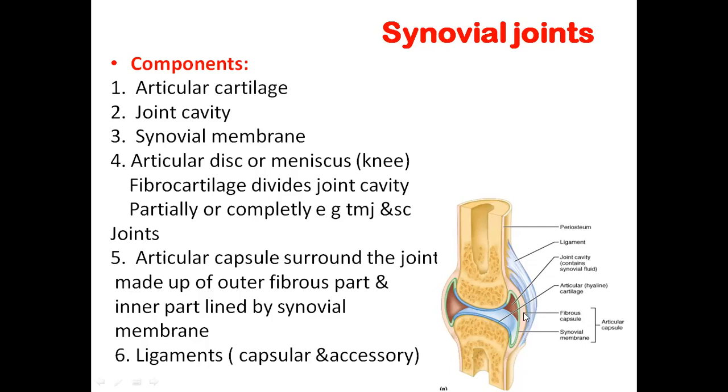Capsular ligaments are those in which a part of the capsule is thickened, forming a ligament. In that case, the ligament is called a capsular ligament, while the accessory ligaments have no relation with the capsule and its synovium, so they attach one bone to the other bone.